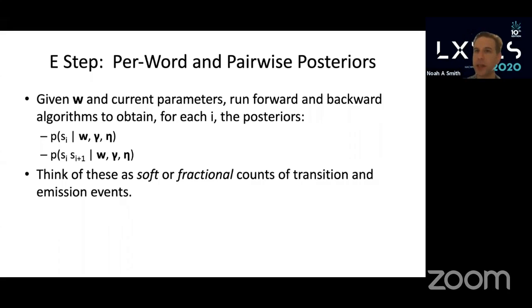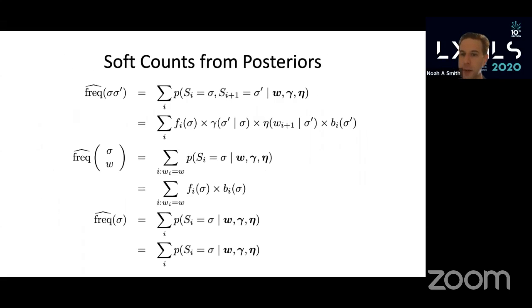So we're given the words and the current parameters. We run the forward and backward algorithms, and we obtain these posteriors: probability of a state at a given position, probability of a state pair at a given position. And these posteriors will sum to 1 at each position. You can think of them as taking a count: a single event happened, there's one thing, but we're dividing it up fractionally or softly across all the possible events that might have taken place.